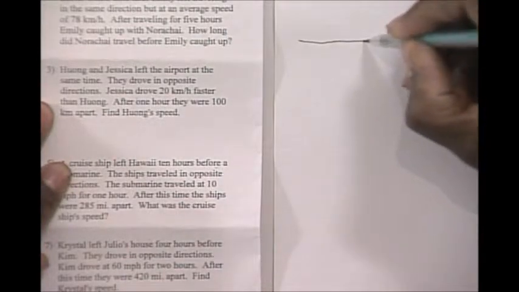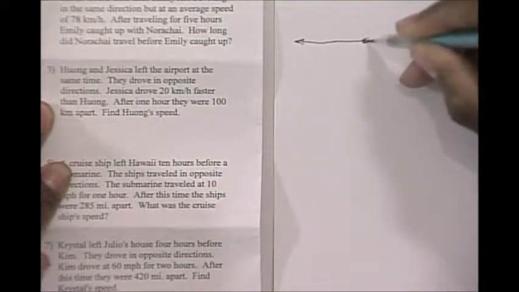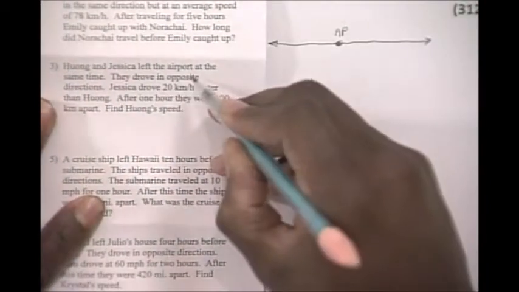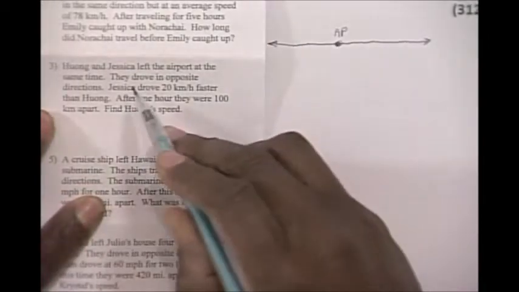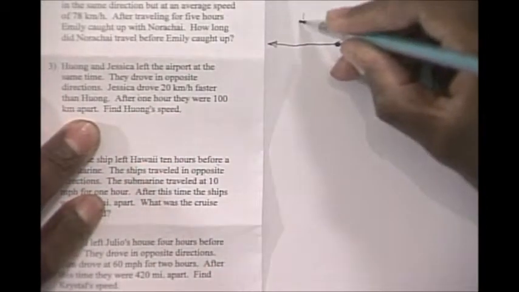So this is another problem where you've got a certain distance traveled this way, and another distance traveled that way. So you've got Hong and Jessica who left the airport. This is the airport, by the way. Hong and Jessica left the airport at the same time. They drove in opposite directions. Let's call this Jessica. Let's call this Hong.